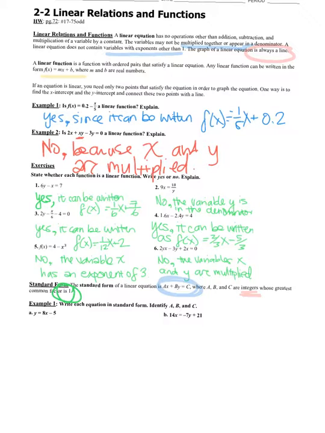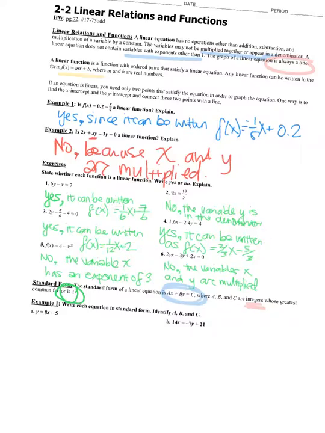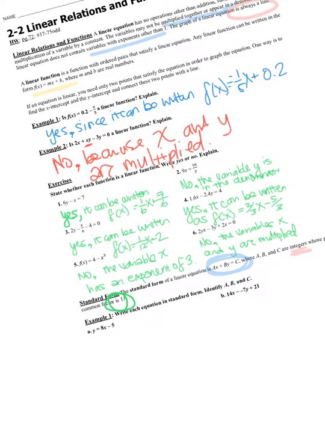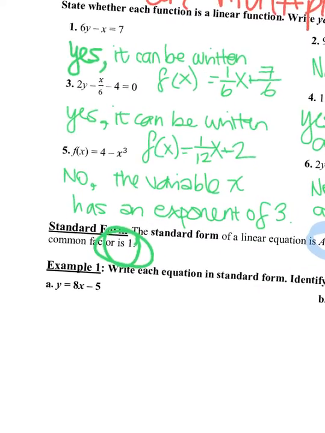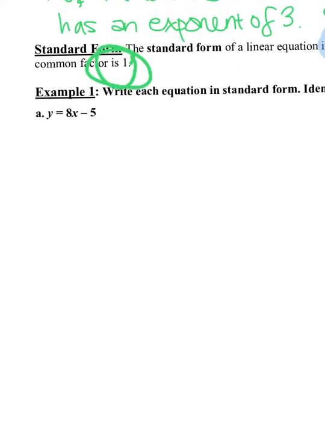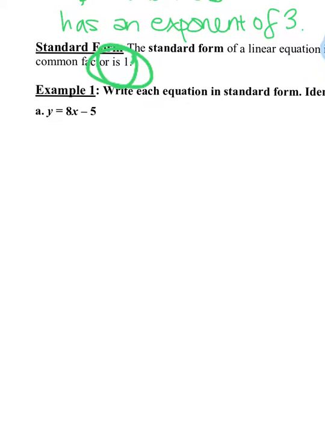Let's go ahead and practice writing some equations in standard form, and then we have to identify a, b, and c. The first thing I would do is move everything except the constant to one side. So anything with a variable, I'll go ahead and get to one side.